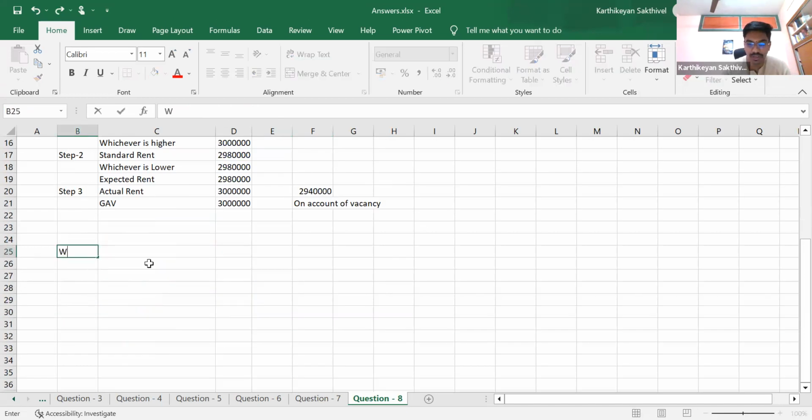Next comes the municipal valuation. Municipal taxes, sorry, not municipal valuation, municipal taxes.